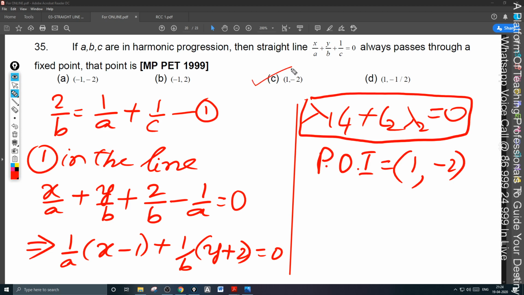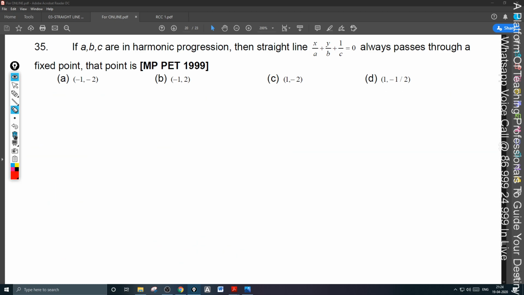So option C. Yeah, you're right. You answered it. Option C, please. Simple question, but based on the set of concurrent lines, you may or may not be getting the idea immediately. So you must take care of such questions. Next.